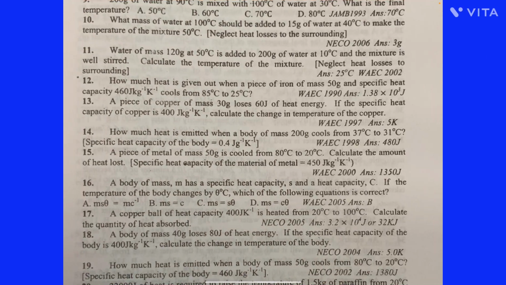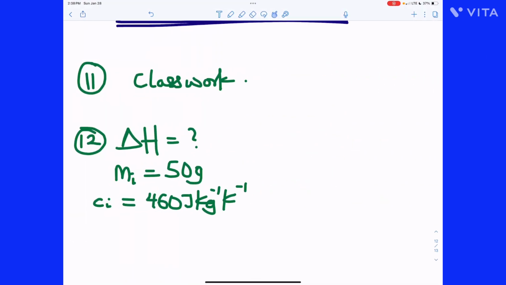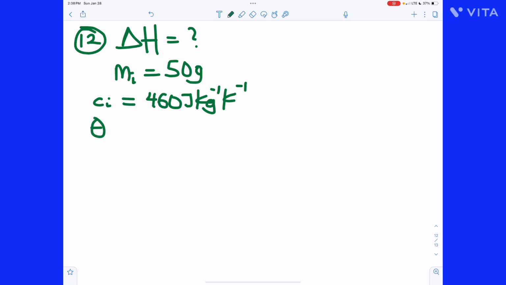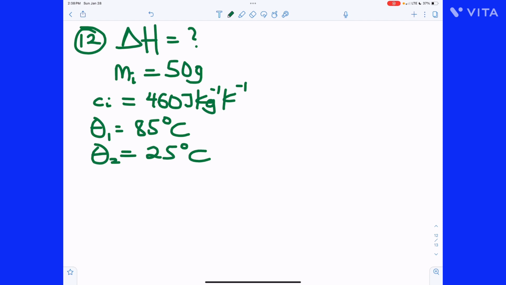Be careful with units there. It's cooling from an initial temperature of 85 degrees Celsius to a final temperature of 25 degrees Celsius. So this is very simple. First thing you need to note here is that the unit of mass is in grams, but the specific heat capacity is given in joules per kilogram per Kelvin. You understand? So we need to first adjust this to 50 over 1000 to change it to 0.05 kilograms. I think we can now work with the values we have.